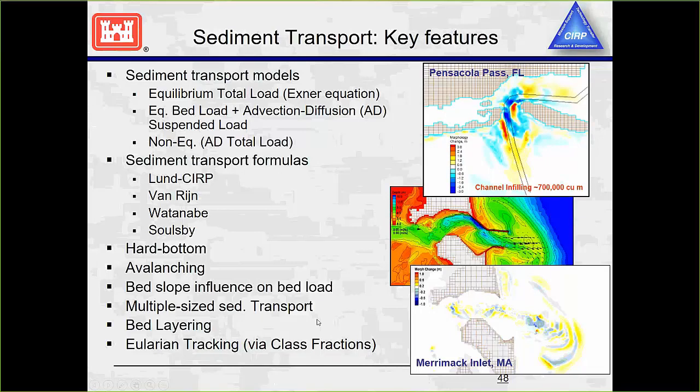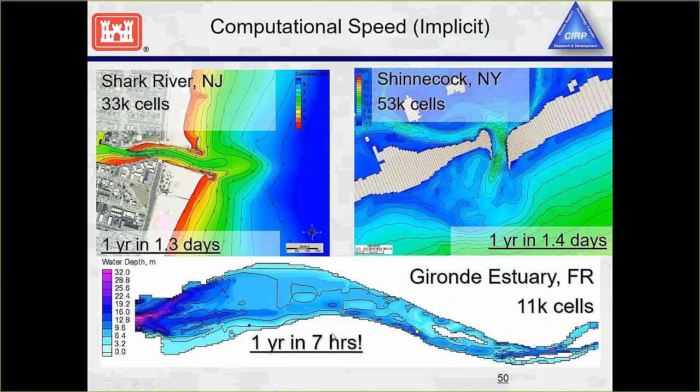Some of the speeds that you can expect with the implicit model. We have one case here, 33,000 cells for Shark River. That's the demo that we're doing today. Basically, we did about a year in just over a day of computation time. Other cases, Shinnecock had 53,000 cells. We had a year done in about 1.4 days, and another one with 11,000 cells done in only 7 hours. So it just depends on the domain size that you have, the number of cells, and the forcing type as to how slow or fast your model is going to go.